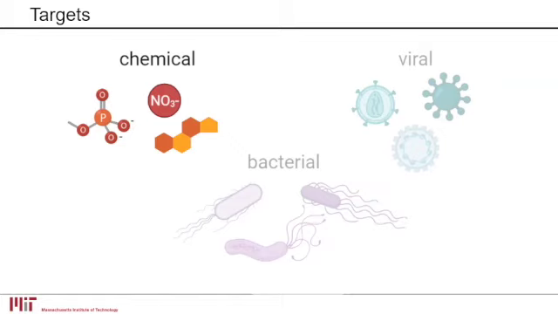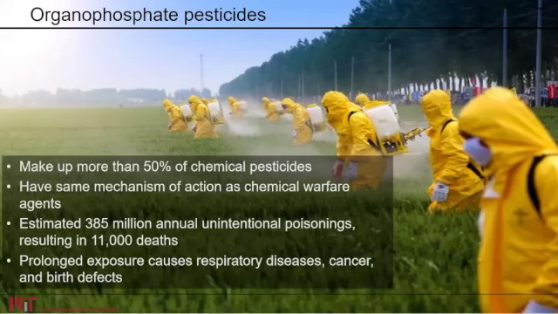Excellent. Thank you. So the last story I wanted to talk about is how we can detect chemical contaminants in the environment. Specifically, we're going to talk about organophosphate pesticides. These make up more than 50% of chemical pesticides. Importantly, they have the same mechanism of action on your bodies as chemical warfare agents, such as sarin gas. It's estimated that there are about 385 million annual unintentional poisonings every year, leading to 11,000 deaths.